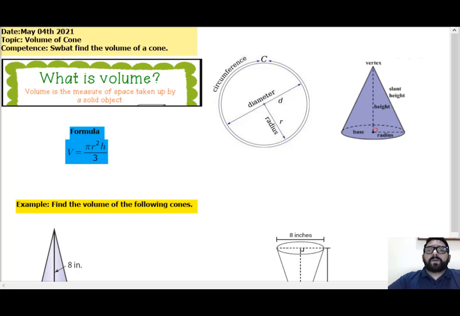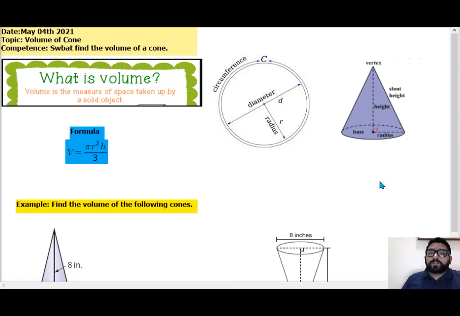Hi everyone, today we'll explain how to find the volume of a cone. But first you need to remember that volume is the measure of space taken up by a solid object, or a 3D figure, or a three-dimensional figure.